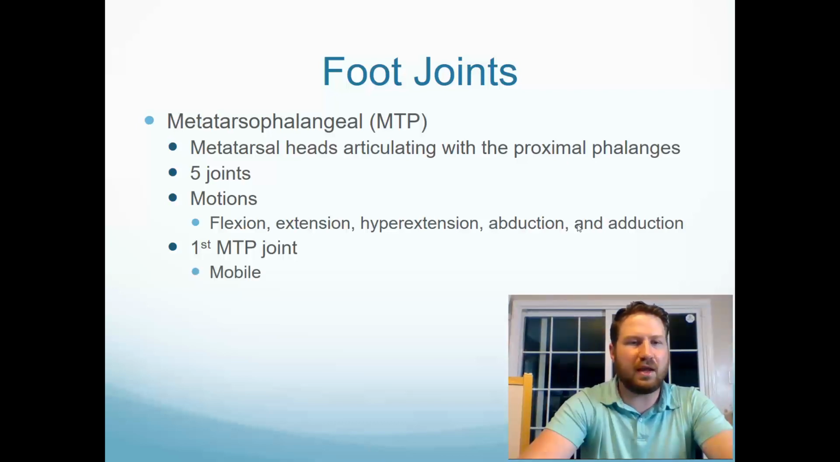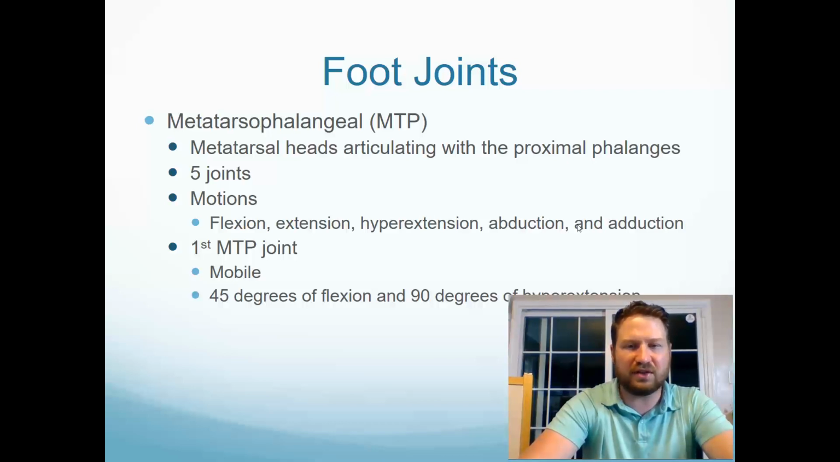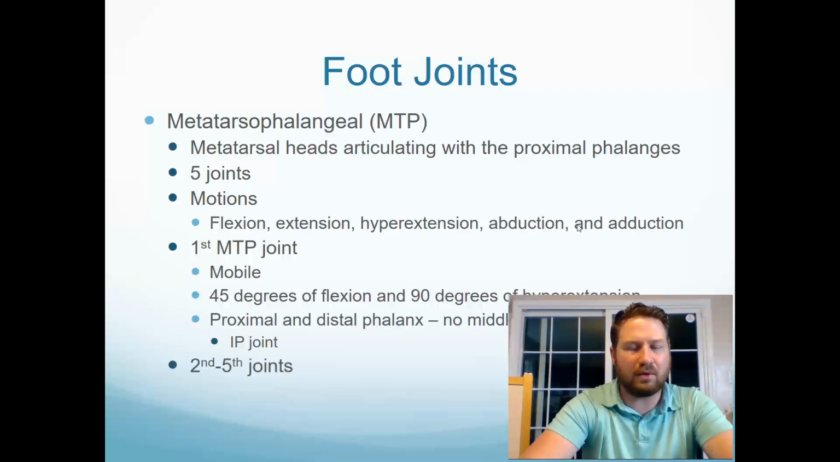Our first MTP joint, our metatarsal phalangeal joint, is a mobile joint, 45 degrees of flexion and 90 degrees of hyperextension. That's your great toe. Proximal and distal phalange, no middle, or it just has an IP joint. Our fourth and fifth joints, 40 degrees of flexion and 45 degrees of hyperextension.